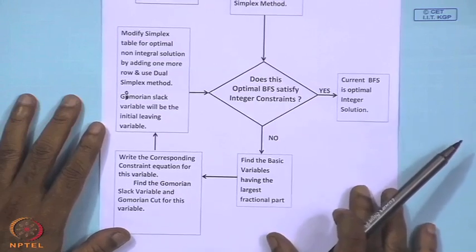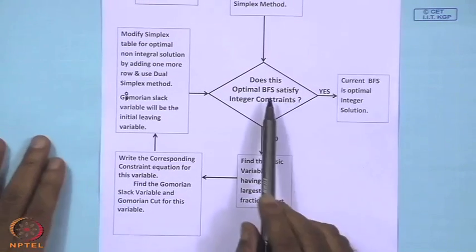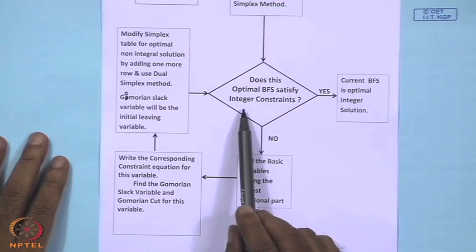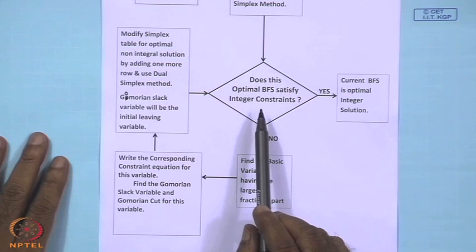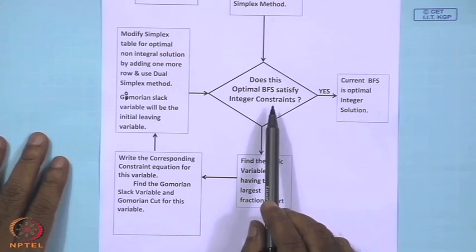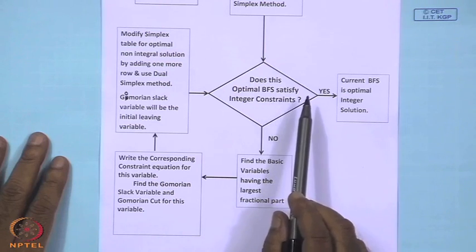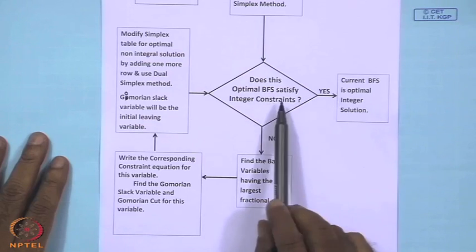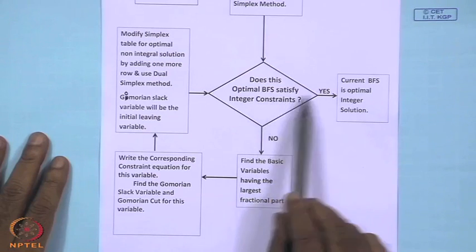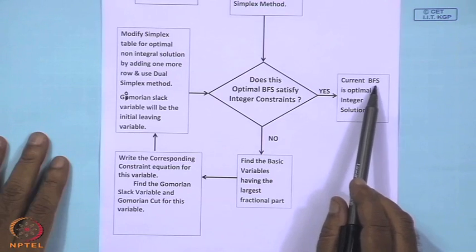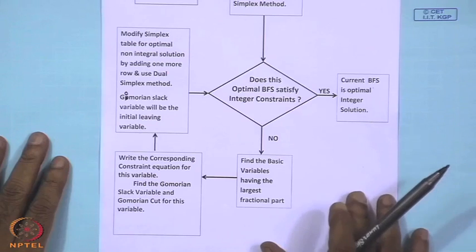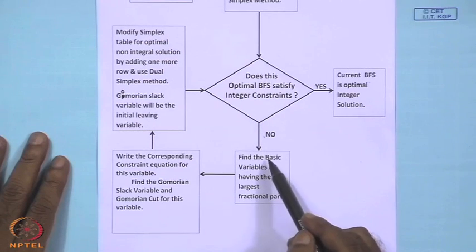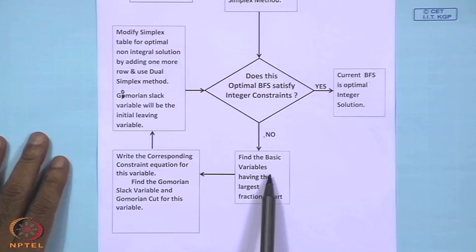The next step is this one: does this optimal basic feasible solution satisfy the integer constraints? In other words, we are checking whether the values of the decision variables, the variables which are in the basis, are integers or not. If all the values of the basic variables are integers, then the current basic solution is the integer optimal solution, and you stop. If it is no, then find the basic variables having the largest fractional part.